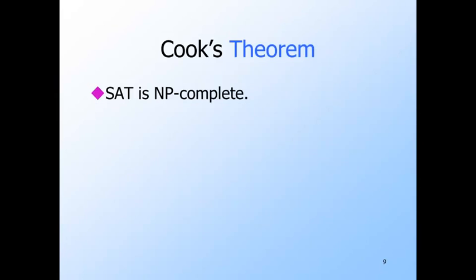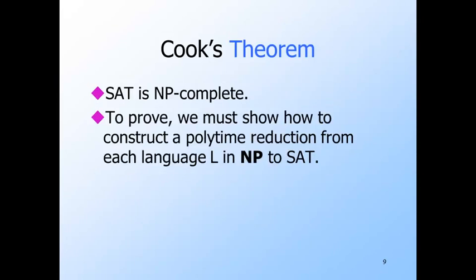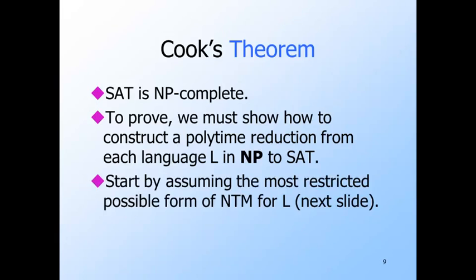We're now going to give the proof of Cook's theorem that the SAT problem is NP-complete. Since we don't have any NP-complete problems yet, we can't do a reduction from some other problem to SAT. Rather, we have to show how to reduce any problem in NP to SAT in polynomial time. We do these reductions by assuming nothing about the problem L that is in NP, except that it has some non-deterministic polynomial time-bounded Turing machine that accepts L.